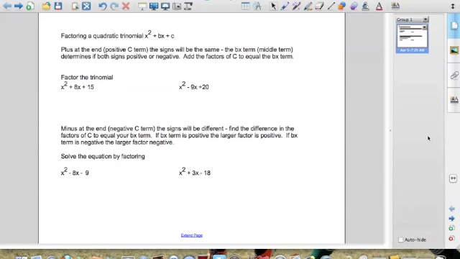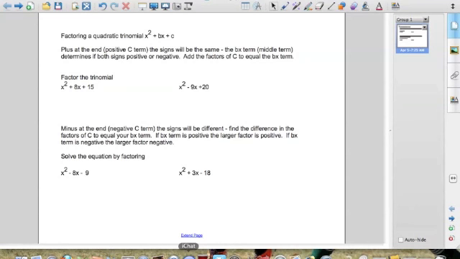Basically, you're going to take your trinomial and factor it down into two binomials, and you're going to do this using FOIL. You factor it down into two binomials and then use FOIL to check to see if you are correct. All right, so let's take a look at the first one.